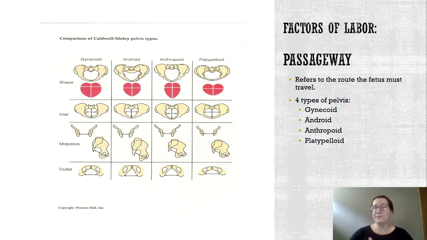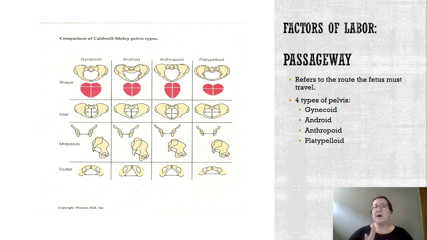The android resembles more of that male pelvis. About 20% of all women walking around have a pelvis that can be classified more towards the android. It's funnel shaped. This is a really true heart shape inside of that pelvis. It is not really favorable for a vaginal delivery.